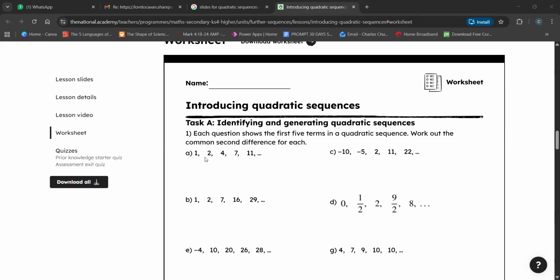So when the difference is common or constant, then you have an arithmetic sequence. But when the difference seems to be changing from term to term, then it's most likely a quadratic sequence. But we don't judge by just looking at it the first time. We need to check some things.